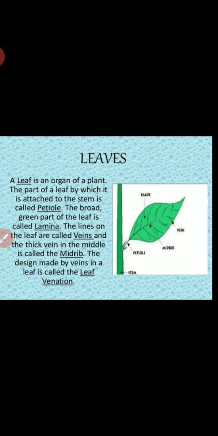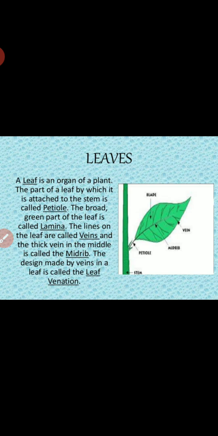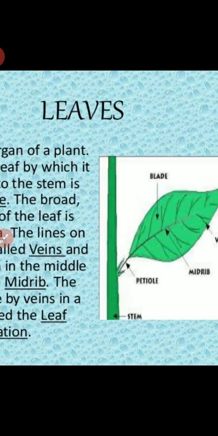Okay. Then leaves, the leaves play a vital role in plants. Okay, because leaf can make the food. They can do the process of photosynthesis. So that's why leaves, especially the green leaves, play a very important role in plants. So the leaf is an organ of plant. The part of the leaf by which it is attached to the stem is called the petiole.